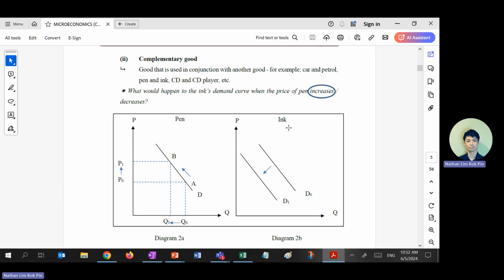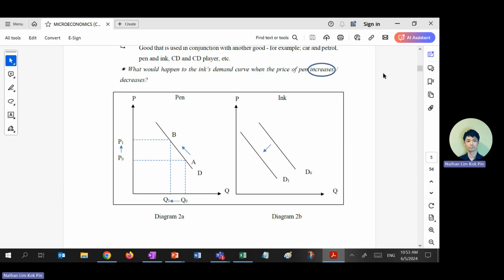Regardless of is the ink or ink refill, right? If I don't buy that model of the pen, let's say a Faber Castell, don't know what pen. Progress pen, right? I don't even buy the pen because the pen is more expensive. I'll buy other type of pen, so I don't need to buy the ink refill, right? If I don't buy the ink refill, the D0 will decrease to D1, right? Make sense?